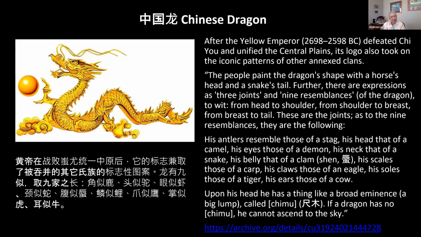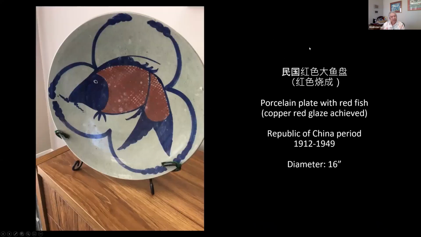Okay, let's go next. Okay, this is a big fish plate. These are for regular people to use. And you know, the Chinese people like red. So today I'm talking about the red. So this is a red fish. And pretty good, you know. Let's see the next one.